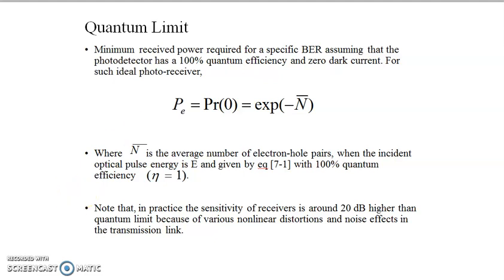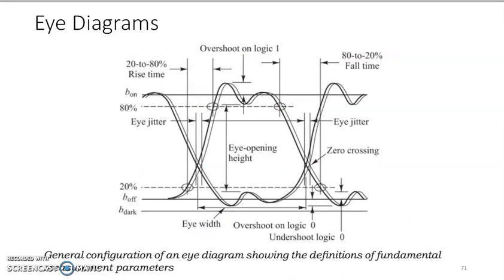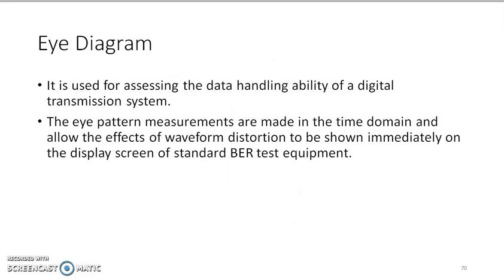Next, the eye diagram. The eye diagram tells us about your transmission system, what the data rates are, and within what particular period of time the digital signal is to be received. So we can identify the margin and total bit rate for receiving a given particular system. Here the eye diagram is a tool used for assessing the data handling ability of a digital transmission system.